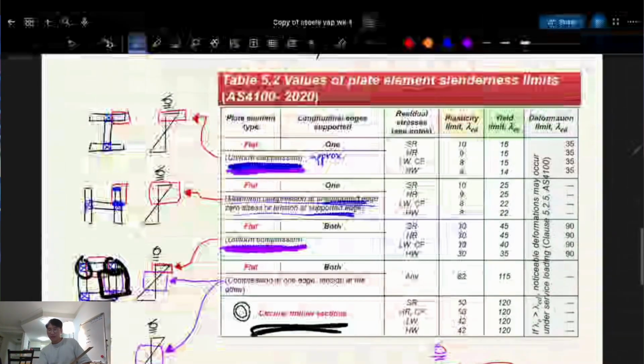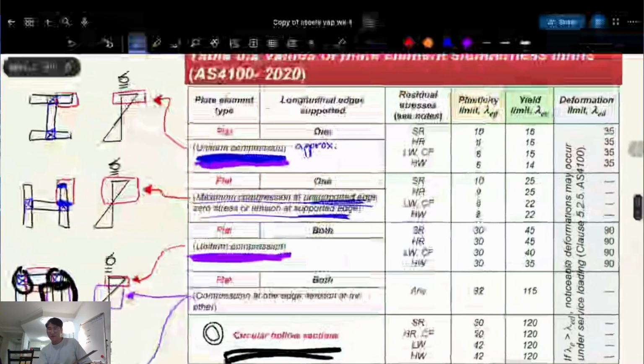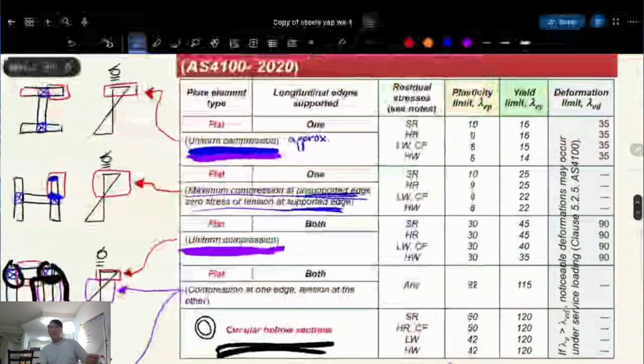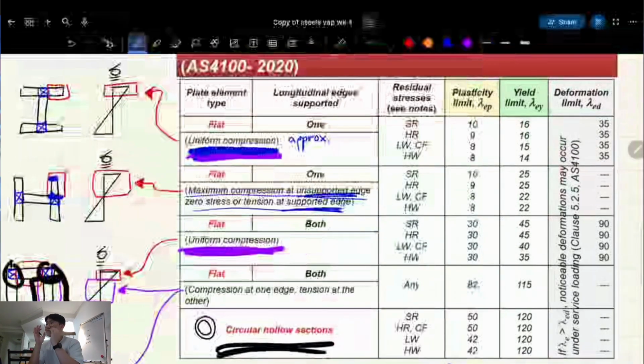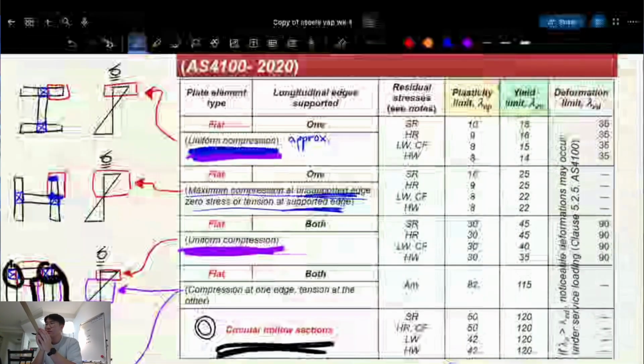Okay, I've got a question for you. It's kind of annoying because you can't really see the numbers very well, but do you see how the numbers increase as you go down the table? Yep. Okay, so is having a higher slenderness good or bad? Bad for the capacity, right?